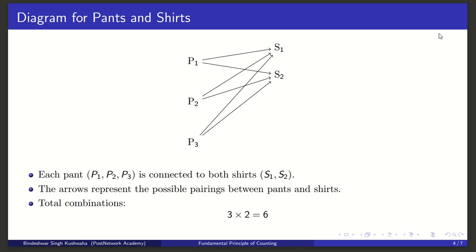You can also see this by a diagram, because each pant is connected to both shirts. Arrows represent the possible pairings between pants and shirts. So total combinations 3 into 2, that is 6.